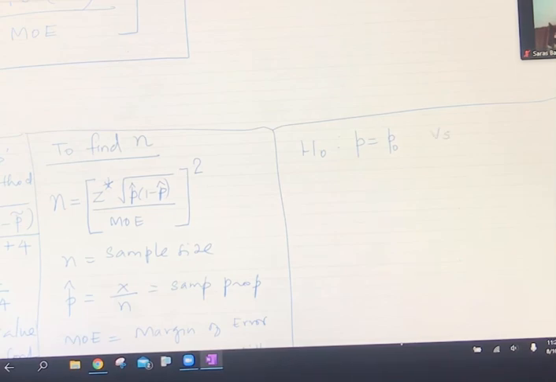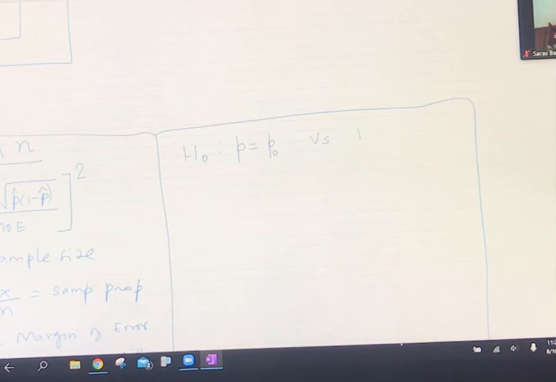Versus the alternative could be one of the three, which is p less than p sub 0. You just recall the chapter 14 testing of hypothesis procedure. Just now I said everything, okay? Or p could be greater than p sub 0, or p not equal to p sub 0. It's going to be identical to that, all right? So this is my left tail test, this is my right tail test, and this is my two tail test.